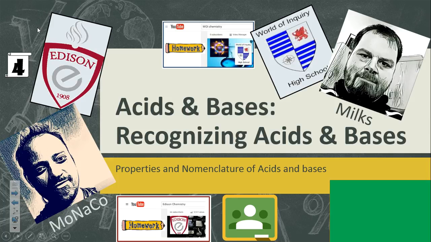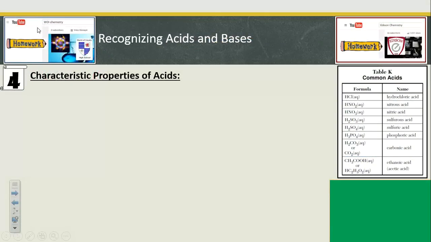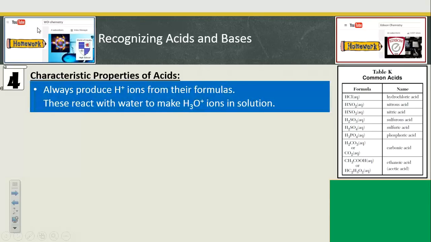So this lesson is about recognizing acids and bases, the properties and names of acids and bases. The first thing we'll start out with is the characteristic properties of acids. These will always produce hydrogen ions from their formulas, and they react with water to make H3O+. So when an acid releases a hydrogen ion, it bumps into a water molecule and makes an H3O+ ion. That is the nature of an acid, okay?